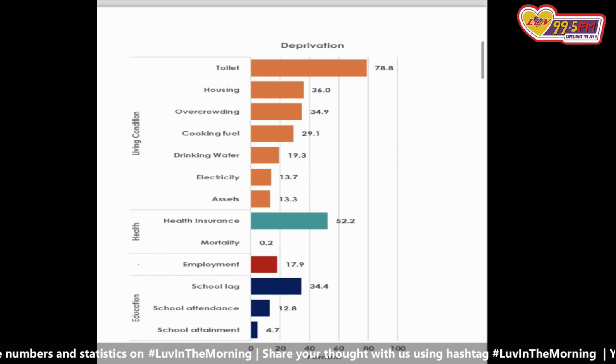Then you come to housing. 36% are deprived when it comes to proper housing. Overcrowding, 34.9%. Cooking fuel, 29.1%. Drinking water, 19.3%. Now they look at the school lag, meaning that there's an issue for education. Why are people not going to school? It means that schools are not closer to them, or the schools do not have JHS or SHS facilities and all that. So there's an issue.